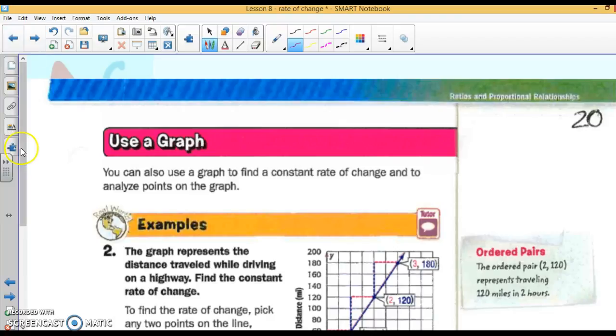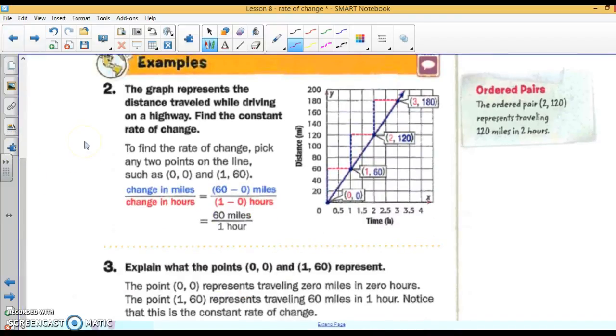All right, on our graphs, if they go through the origin and they are a straight line, they are proportional. And on a proportional graph, the unit rate is located at x is 1. So the unit rate is k. K is the unit rate. So wherever x is 1, I can go right up. This graph, it is 60 miles per hour. So our unit rate is 60 miles per hour.